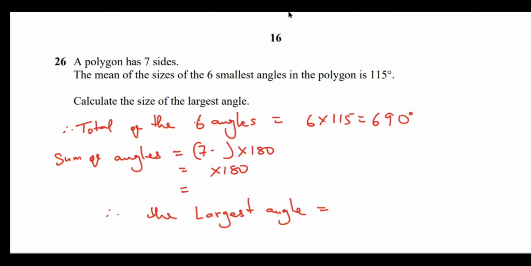Okay, so we have 2 here. This times this will give us 5. 5 times 180 will give us 900. So we now have the largest as 900 minus 690. So that will give us 210.